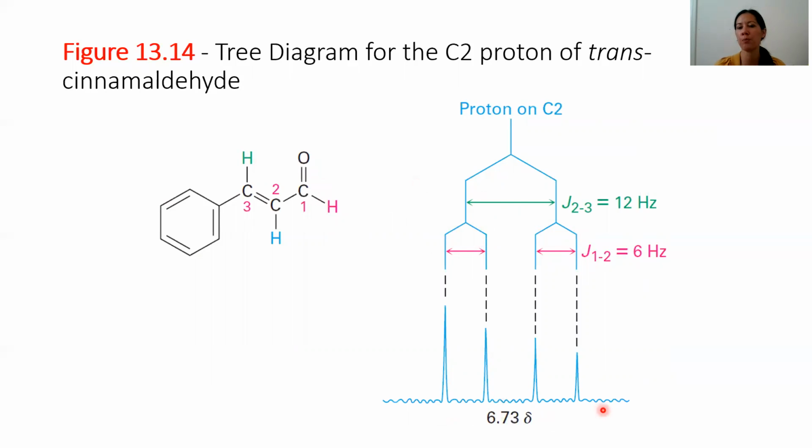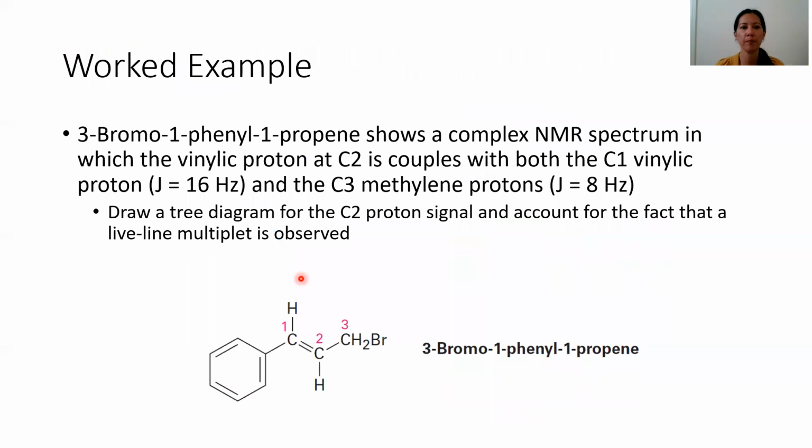So overall, you get 4 peaks in the end. Because those are split by 2 neighboring non-equivalent H's, it's not a true quartet. Or if it had been 2 that were identical, you would have expected a triplet. Okay, let's do a problem where you figure out what the tree diagram would look like. We're going to look at 3-bromo-1-phenyl-1-propene, shown here. It shows a complex NMR spectrum in the vinylic region.